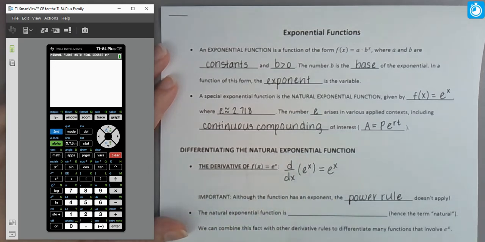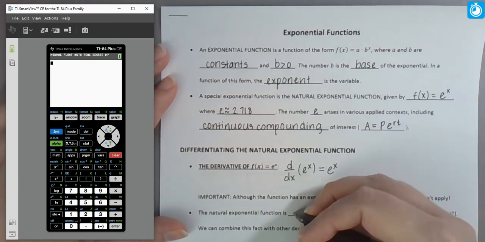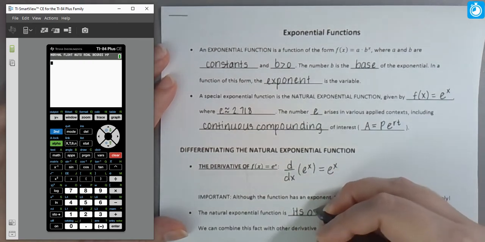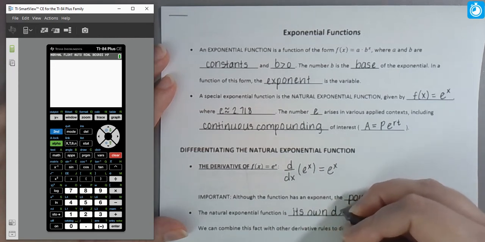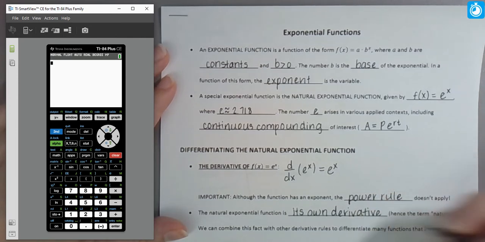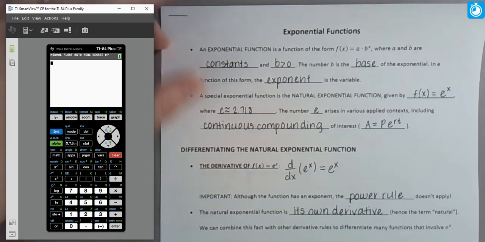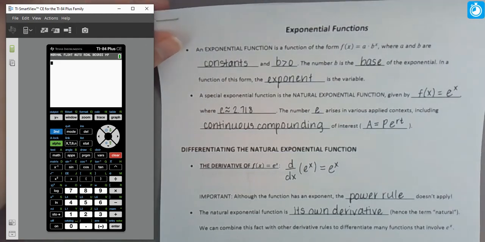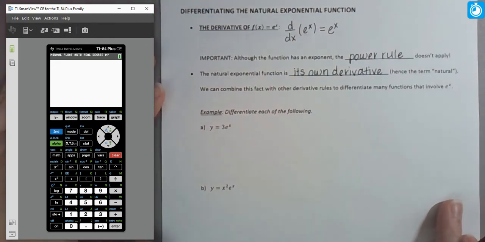So in other words, the natural exponential function is its own derivative. That is actually the reason it's called the natural exponential function. When we differentiate it, it is its own derivative. So taking the derivative of e to the x power, we get back e to the x power. If we combine this with the other rules we already know, then we can also differentiate a bunch of new functions that involve this specific function, e to the x power. So let's try a few examples.